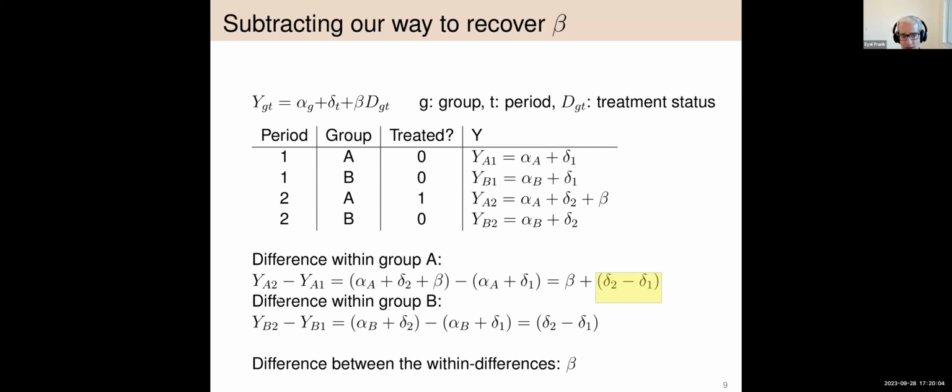The nice thing, though, is that we have another group where its group-specific parameter is also not changing, so it cancels out. So we're only left with these changes between the time periods. So now if we subtract what's happening in group B over time from what's happening in group A over time, we recover our parameter of interest. We recover the effect of the shock, the effect of the treatment.